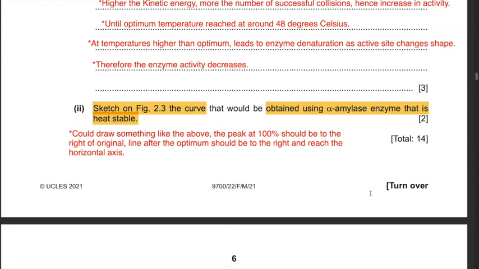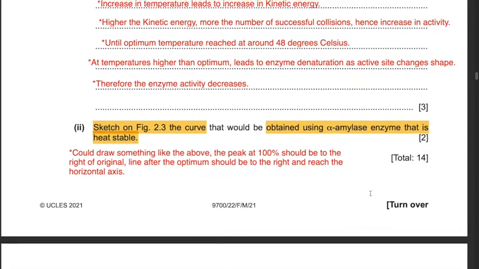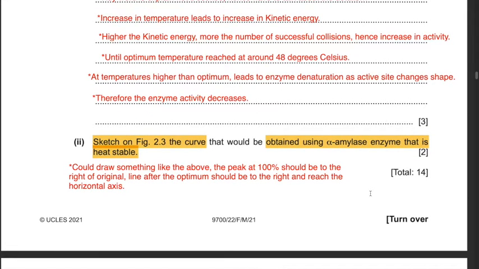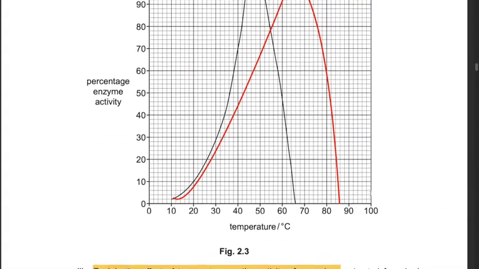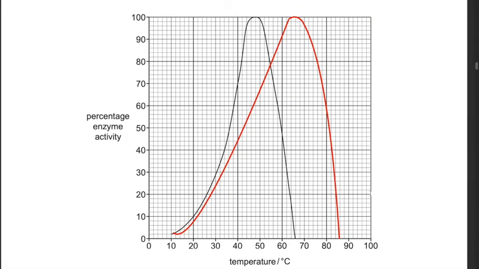Part 2. Sketch on figure 2.3 the curve that would be obtained using alpha amylase enzyme that is heat stable. You could draw something like the above that I have drawn. The peak at 100% should be to the right of the original peak, and the line after the optimum temperature should be to the right and reach the horizontal axis. As I have drawn over here, it starts initially from the same point.